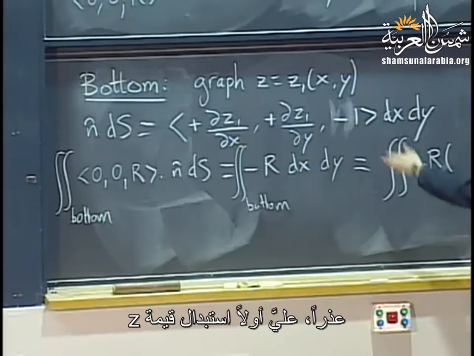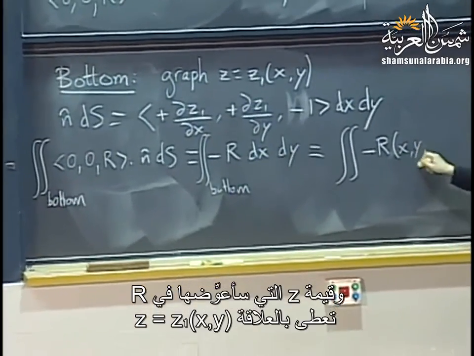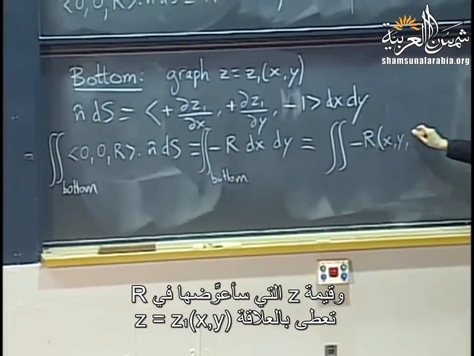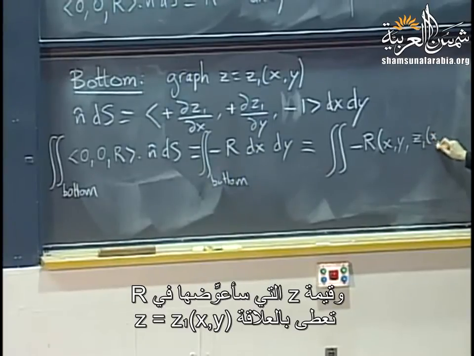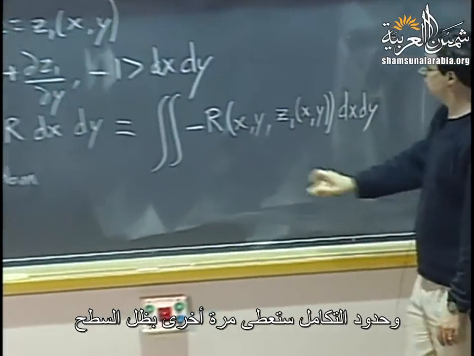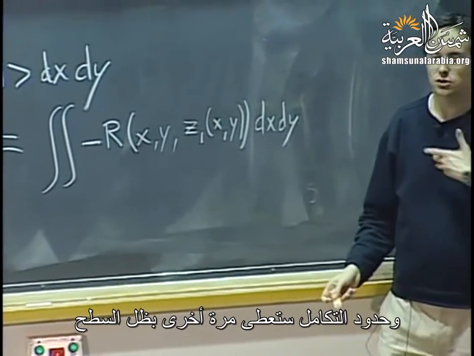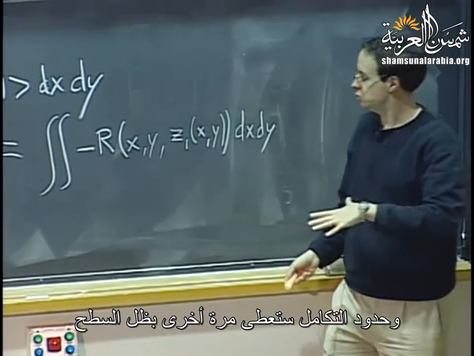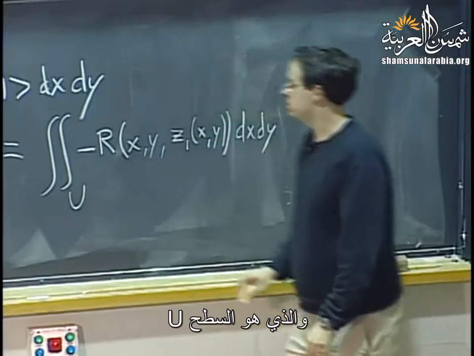Sorry, first I will have to substitute the value of z. The value of z that I will want to plug into r will be given by now z1 of x, y. And the bounds of integration will be given again by the shadow of our surface, which is again this guy U.